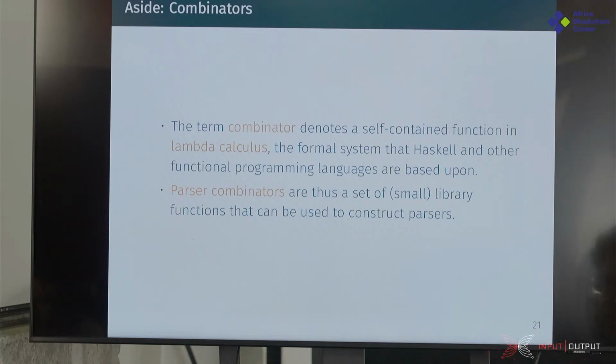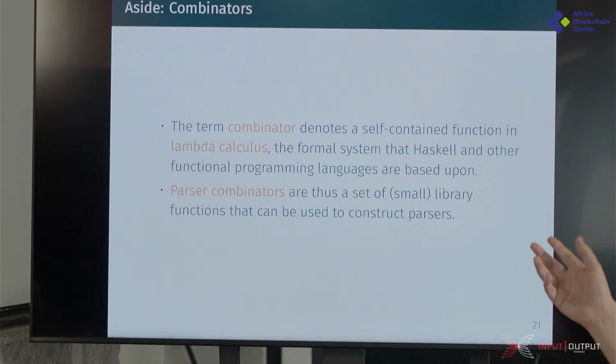This is not really important, it's just why it's called combinator. That's a technical term from lambda calculus, which is the formal system that is the foundation of Haskell. Parser combinators basically means you start with very simple parsers for very simple languages, and then you can combine them to build complex parsers for complex languages. So that's the idea of parser combinators.